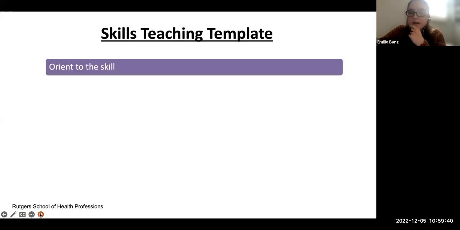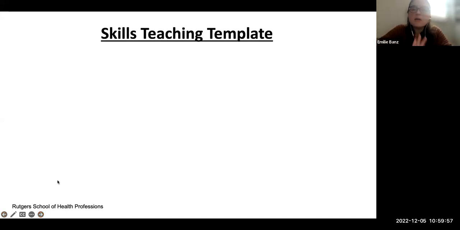What I want to do now, though, because this is going to take a little bit of time, is get into the second method of skills teaching that we have, which is the skills teaching template, which I'm also going to ask Earl if you could please put in the chat box. This is a method for skills teaching that I suggest using when somebody, again, does not have a good understanding of how to use the skill.